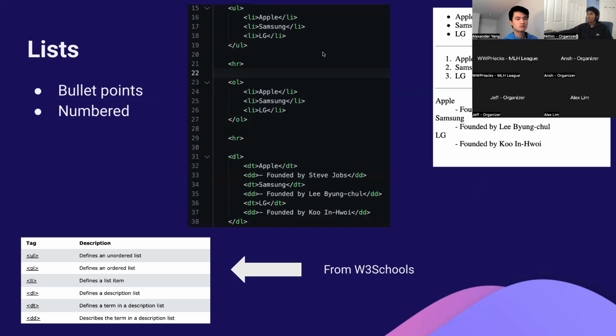Lists. So we have an unordered list, an ordered list, and this one is just a description list. So we can have bullet points, numbered, and these are all the different types of lists. And this is also a good time to point out W3Schools for research.